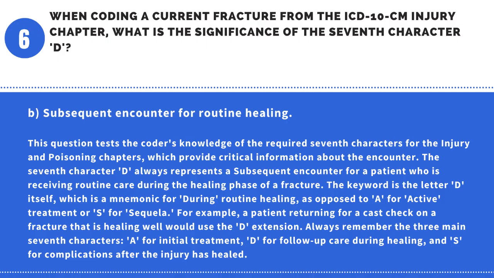For example, a patient returning for a cast check on a fracture that is healing well would use the D extension. Always remember the 3 main 7th characters. A for initial treatment, D for follow-up care during healing, and S for complications after the injury has healed.